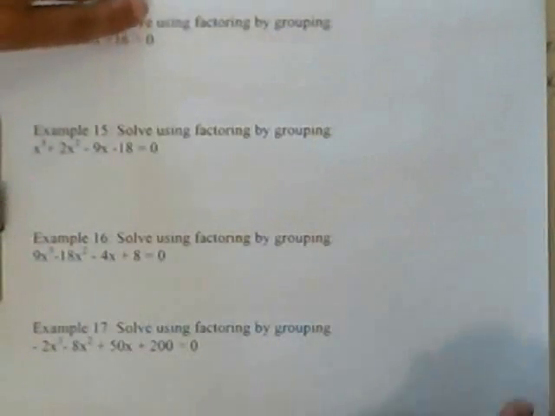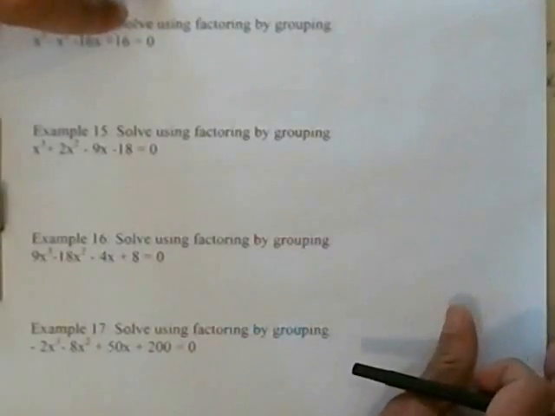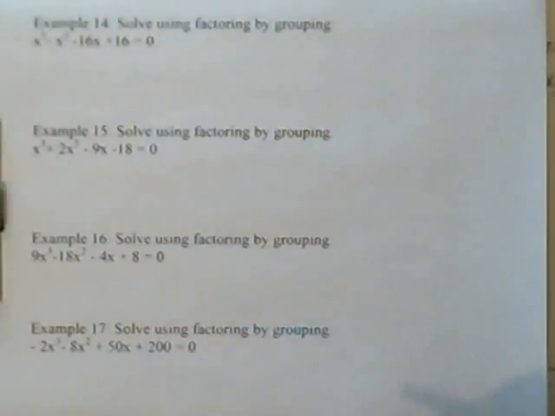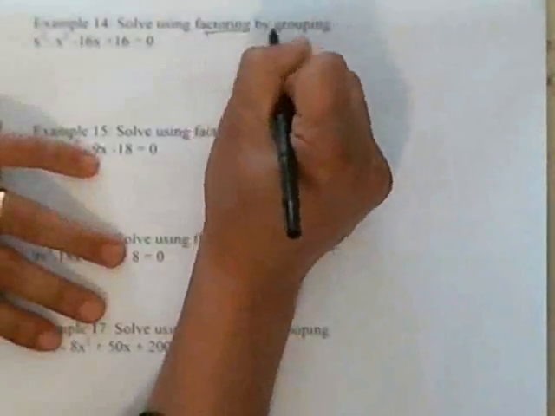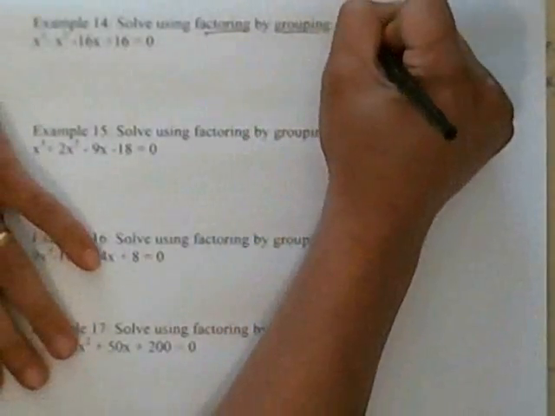The last part we're going to be doing is factor by grouping. You should have done factor by grouping a little bit last year in Algebra 2. It's a pretty easy concept. We're going to learn to factor by grouping. So here's the first example.